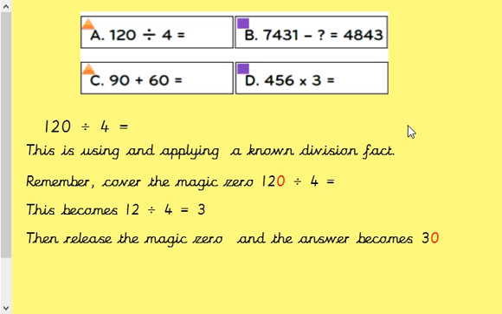Okay, first question we're going to look at this morning is question A, 120 divided by 4. Now this is using and applying a known division fact, times table division fact. What we need to do first of all is remember, we talked about covering the magic zero. So 120 divided by 4, if we cover the magic zero, it becomes 12 divided by 4. We all know that 12 divided by 4 is 3, because 3 4s are 12. You then would release the magic zero and your answer would become 30. So 120 divided by 4 equals 30.